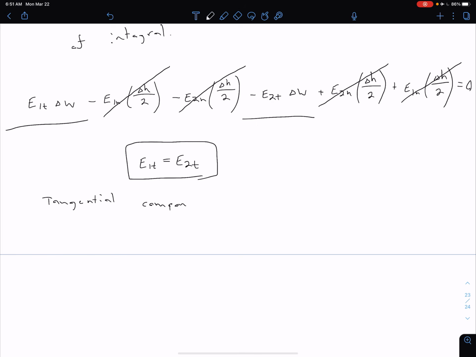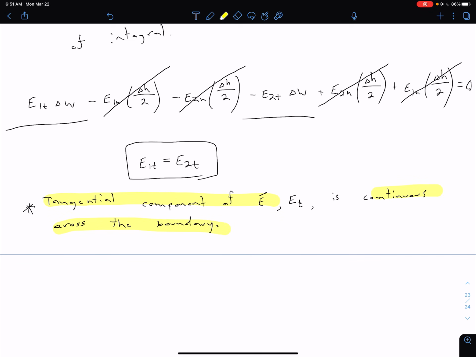So tangential component of E, which we've labeled as E sub t, is continuous across the boundary. Okay, and so that's very important. So tangential component of E, continuous across the boundary.